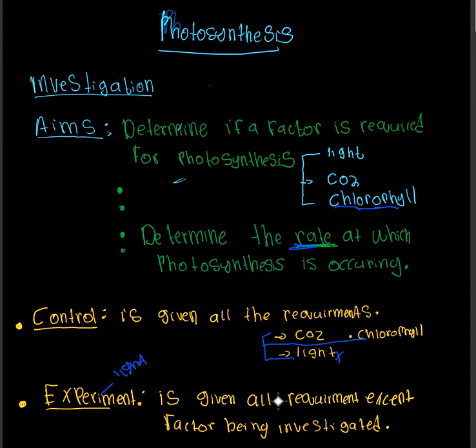except the light. At this part, we don't have the light. There's absence of the light. That's what we call the experiment. In the experiment, there is a factor that is required that is absent. In the control, we have all factors.